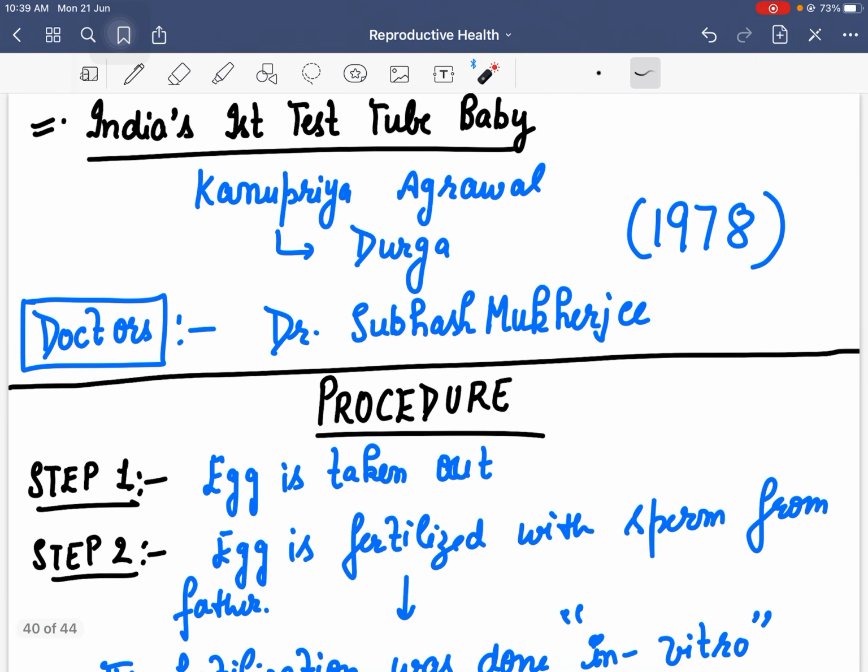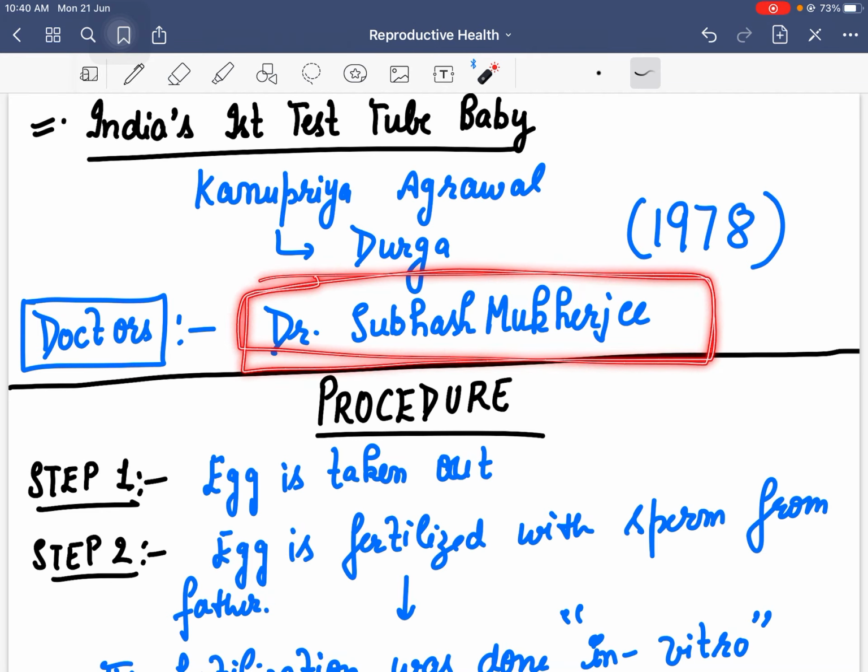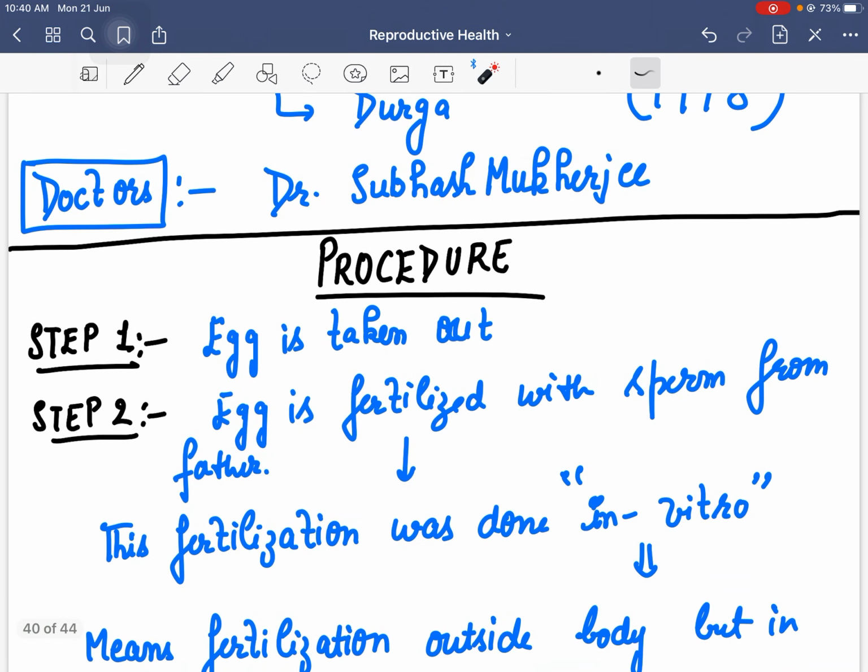Now India's first test tube baby was also in 1978, and the baby's name was Kanupriya Agarwal. Commonly she was given the name Durga because in Bengal Durga is worshipped a lot. The doctor who performed this experiment was Dr. Subhash Mukherjee. So this history should be known to each and every one of you.